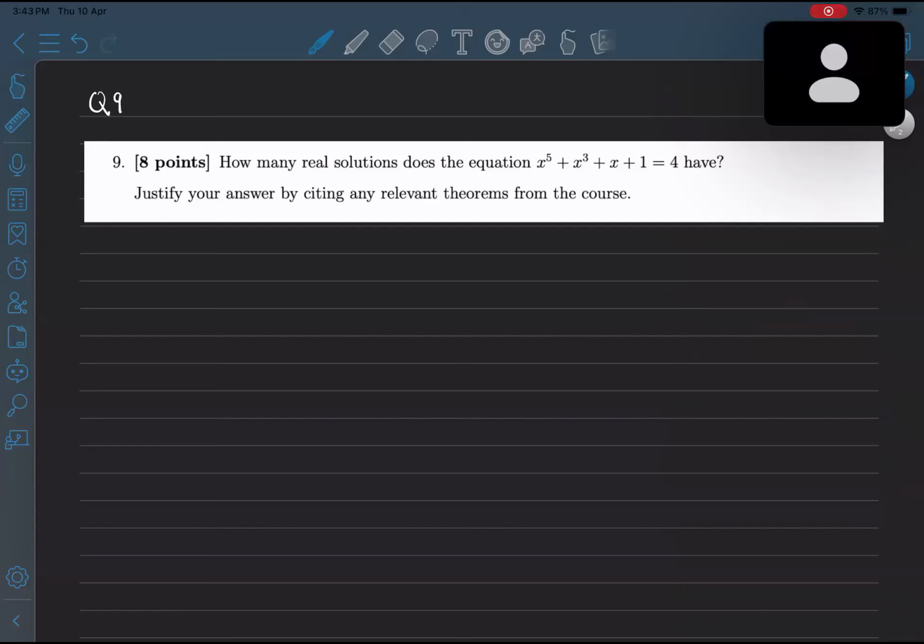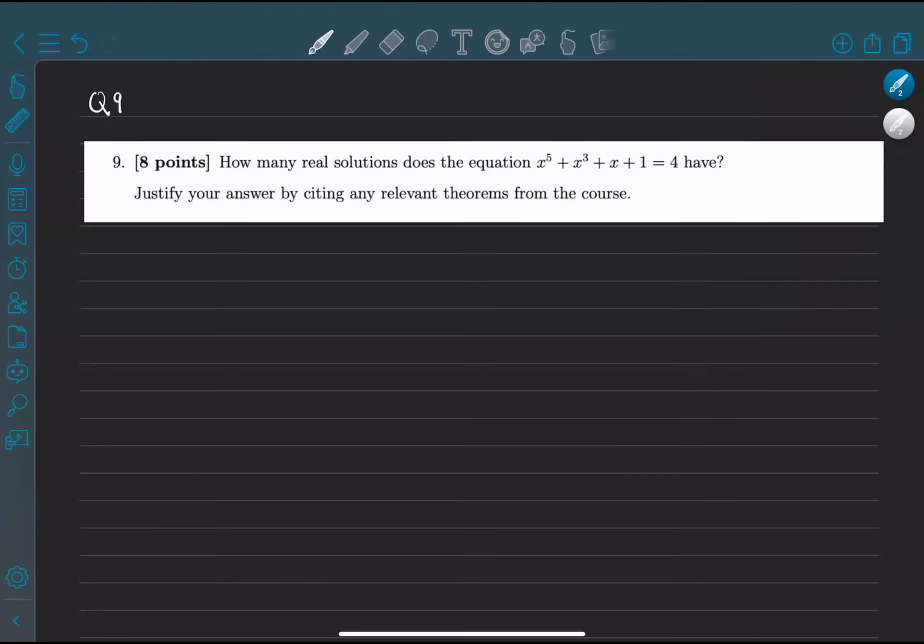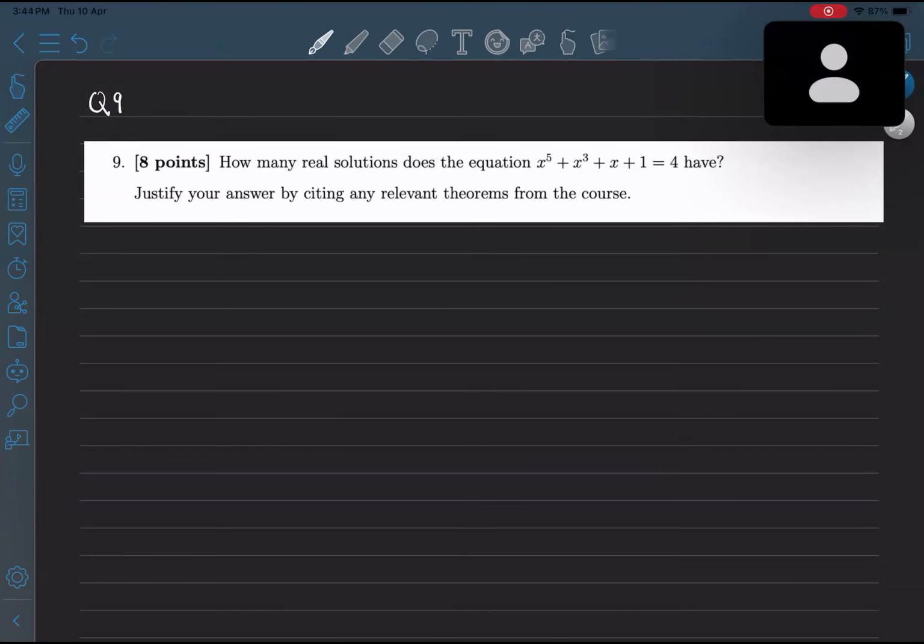We're given a quintic polynomial and we're asked how many real solutions the equation has. The essential approach to this problem is using a couple of theorems from the course. Always remember in the exam, when you have a problem about the number of roots, you have to use one or both of the mean value theorem and the intermediate value theorem. But it's hard to find roots when they're equal to 4, right? So let's get rid of that problem first.